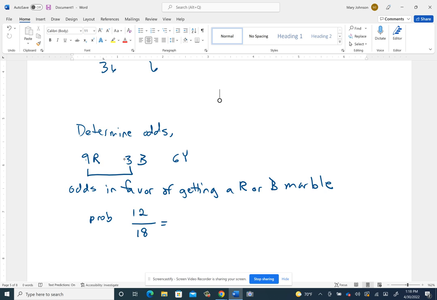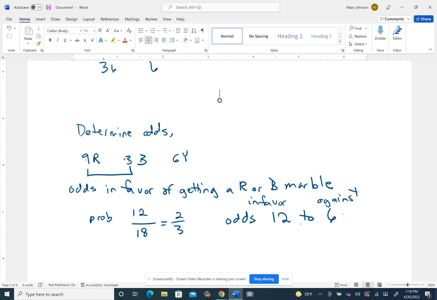And this is what you'll get it confused with. So that would be a probability of 2/3. But the odds in favor would be 12 to 6. So this is in favor, this is against. So whatever the statement is, the odds would be 12 to 6, right?